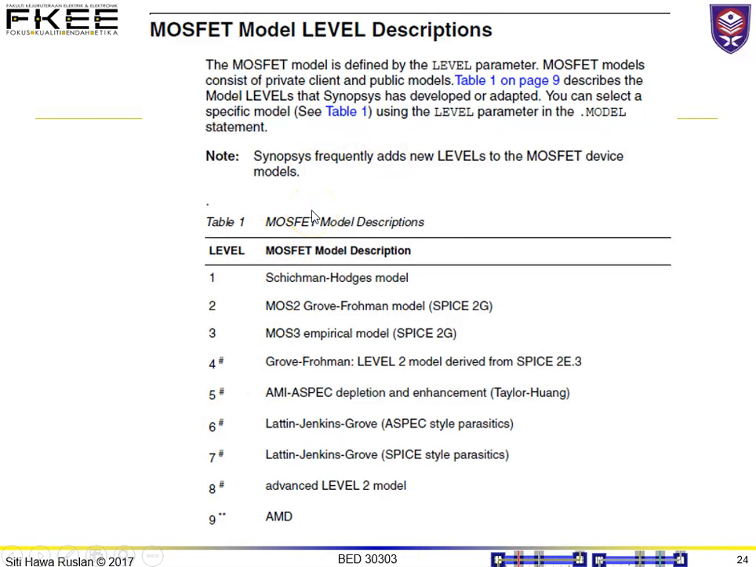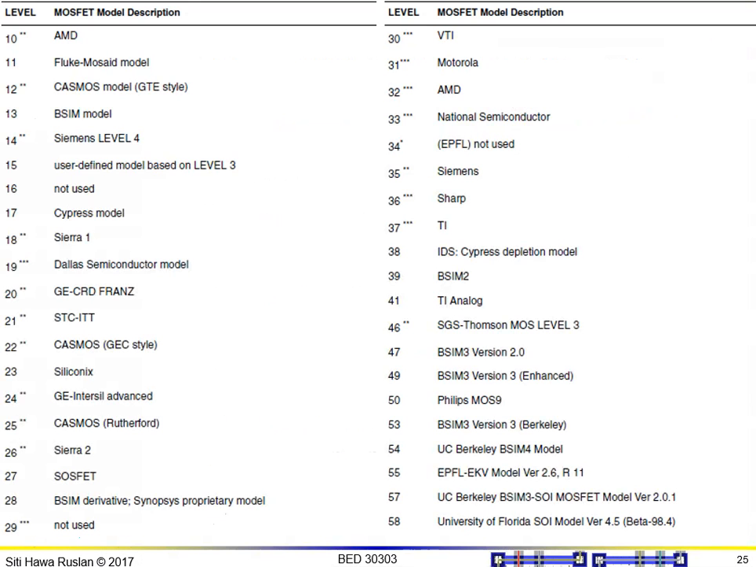This is the complete list of levels, I think from level 1 until 50-something. This is taken from Synopsys HSPICE. So if you see, it goes up until 58.